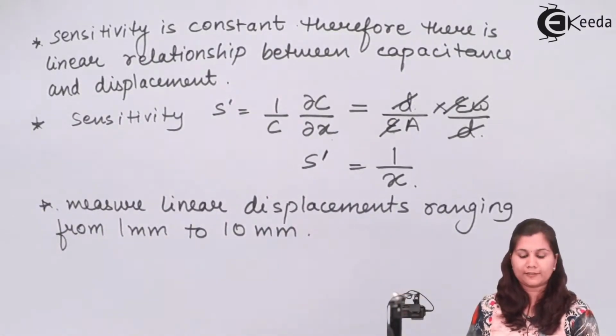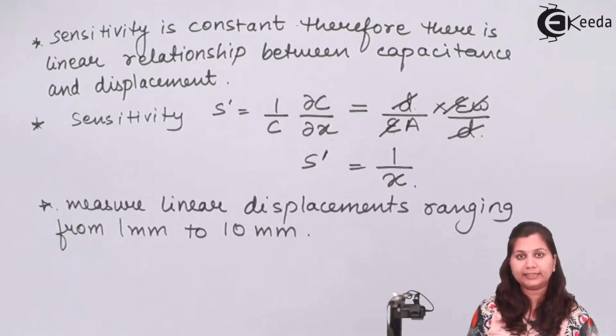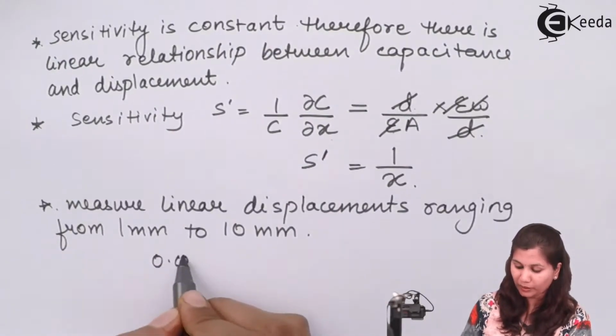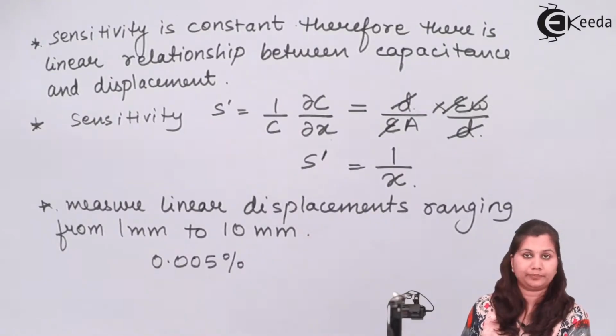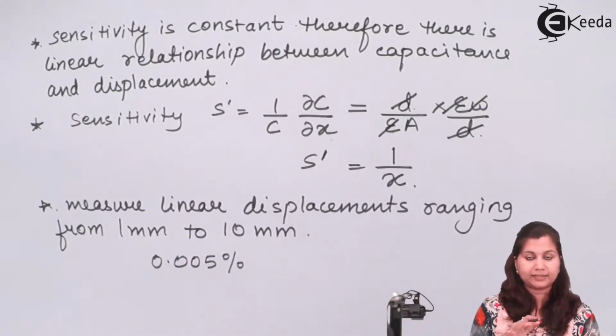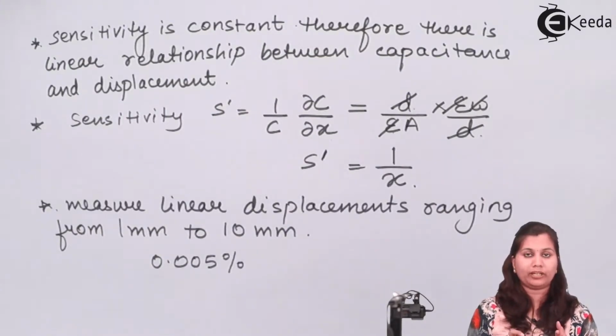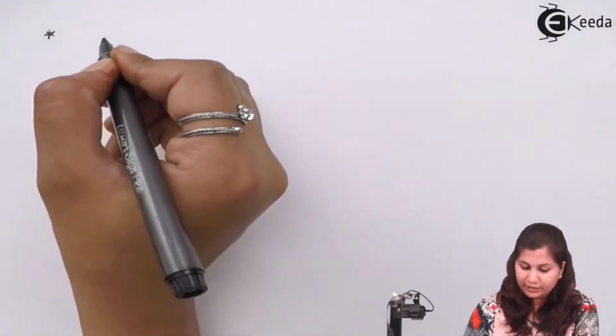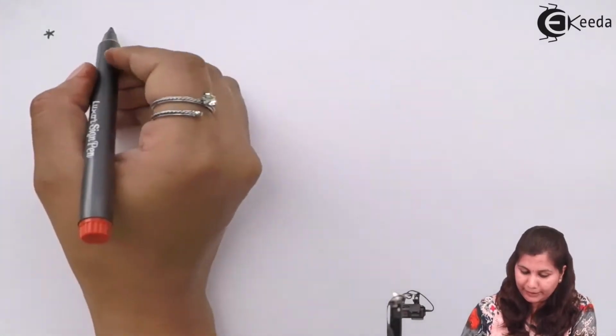So this type of capacitive transducer can be used to measure linear displacements in the range from 1 mm to 10 mm with an accuracy of 0.005%. Now this was the case when the capacitor plates are in the form of a flat surface, either in square or rectangular shape. Now we talk about a cylindrical capacitor, where the plates are in the form of a cylindrical shape. So for that, let us see the diagram for the cylindrical capacitors.